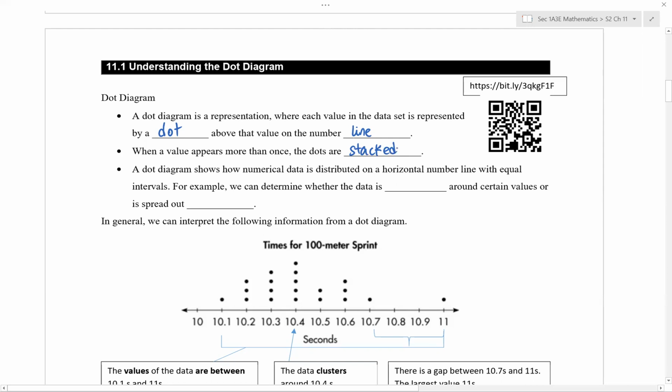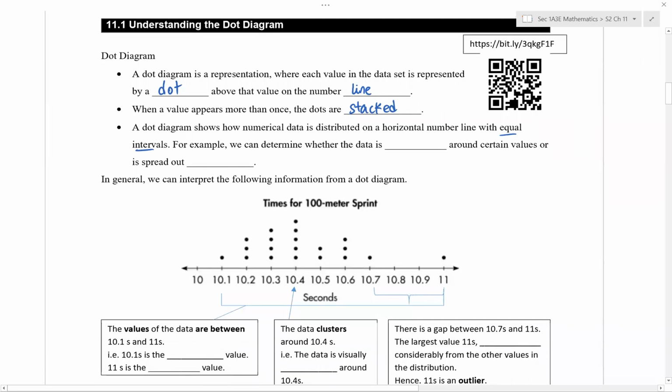Now, the dot diagram will show how the numerical data is distributed on this horizontal number line with equal intervals. So as you can see, for this particular dot diagram, for this 100-meter sprint, the timings on the horizontal number line range from 10 to 11, and each interval is 0.1 seconds. There is a consistent interval between every single number, okay, of 0.1 second each. This is for us to have an accurate representation, an idea of what the data is like.